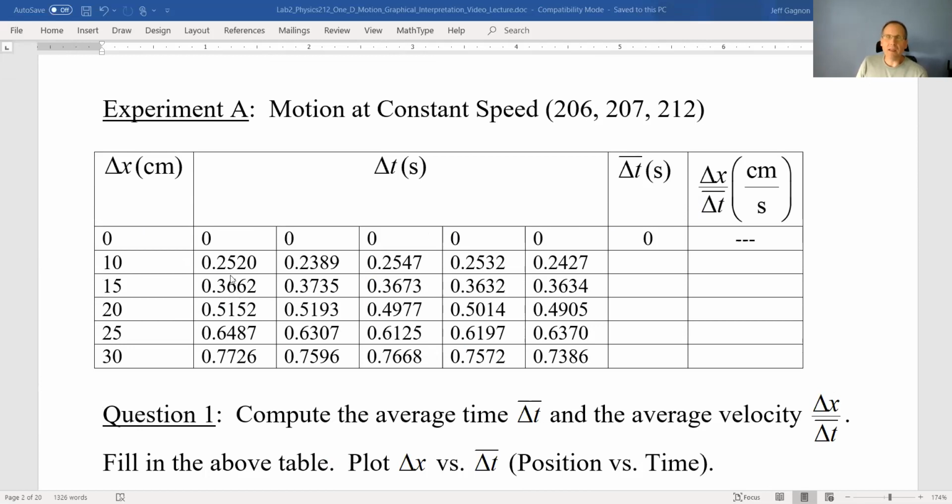So I recorded the time it took the flag, the different flag lengths. So these are the 5 different flag lengths: 10 centimeters, 15, 20, 25, and 30. And these are the times in seconds that it took that flag to pass through the photo gate. And in this case, the cart is on a flat air track. So it's on a horizontal flat air track.